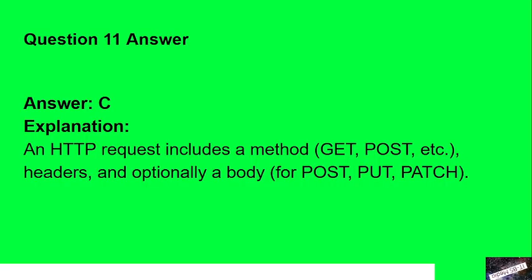header, body, and method. So an HTTP request includes a method like GET, POST, header, and then optionally the body. So it depends on the type of method. Type of method will determine whether the request will have body or it will only have method and header.